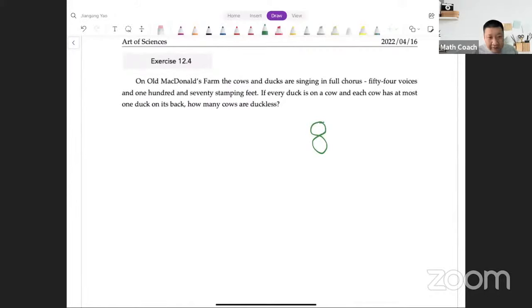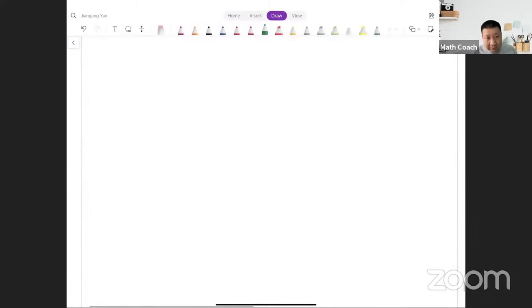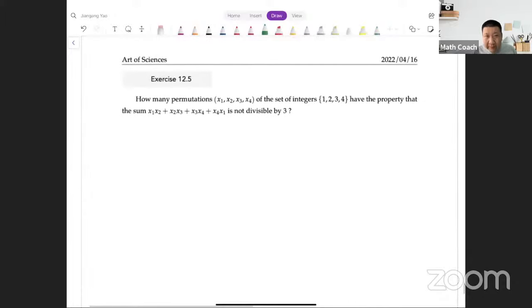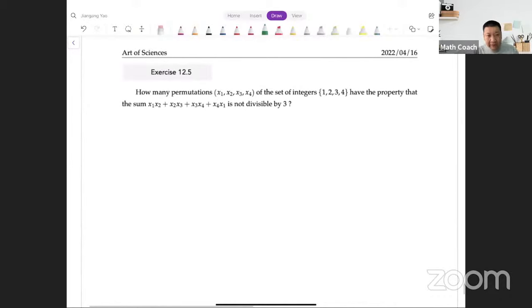Okay, so now next one. Question 5. How many permutations x1, x2, x3, x4 of the set of integers 1, 2, 3, 4 have the property that the sum x1x2 plus x2x3 plus x3x4 plus x4x1 is not divisible by 3?